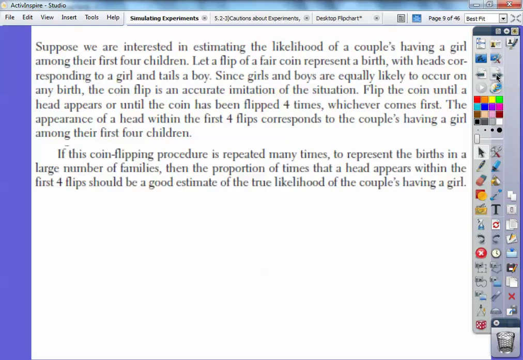If this coin flipping procedure is repeated many times, not because they're going to have sets of 4 kids, but we can simulate this, you guys, and find the probability to represent the births in a large number of families. The proportion of times that a head appears within the first 4 flips would be a good estimate of the true likelihood of the couple having a girl.